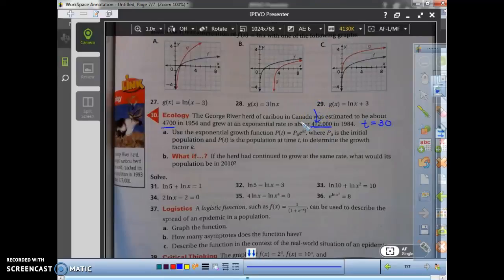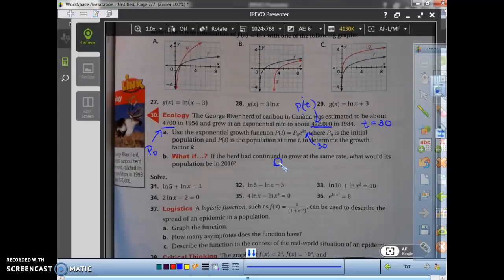And then this is going to be our ending amount, we can just call it N. Well, we'll call it P, sorry. P of T. And then this is going to be P sub naught, the starting amount, the initial amount. Okay, and then E, and then do I know K or T? I know T is 30. So let's just set this up and solve for it.